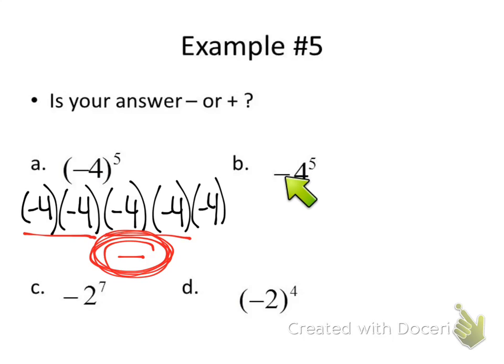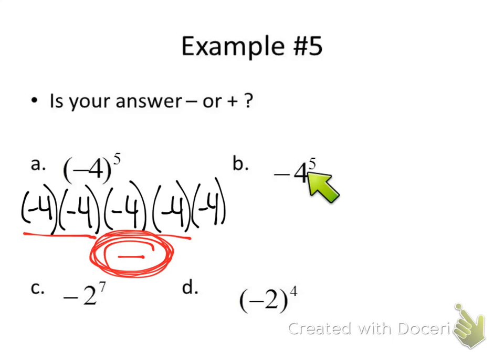Let's look at this one. Are we taking 4 to the 5th power or negative 4 to the 5th power? Let me rephrase that. Is it like you do the 4 to the 5th power first, then you worry about the negative? Or is this negative 4 times negative 4 times negative 4, 5 times? What's actually being taken to the 5th power? The 4 or the negative 4?